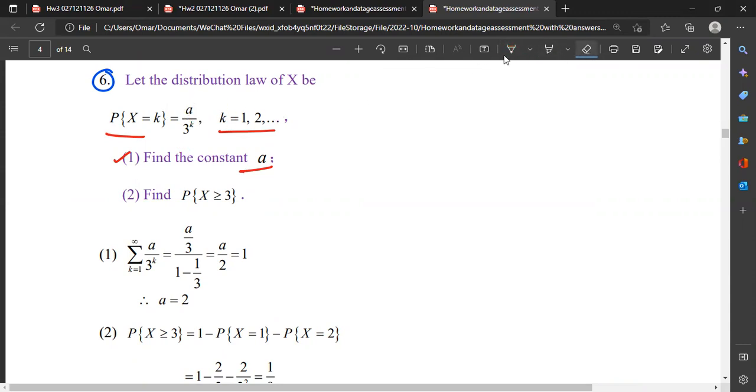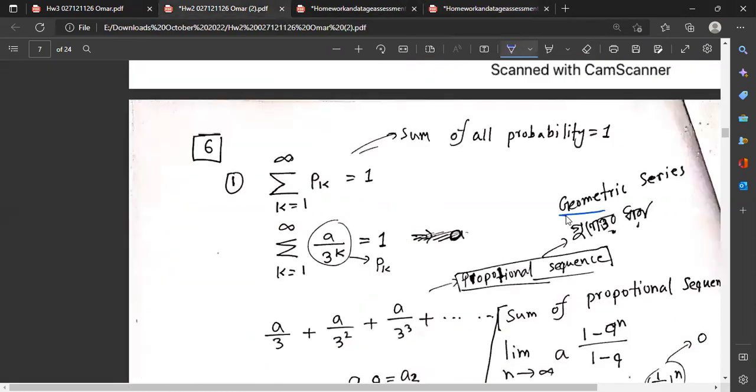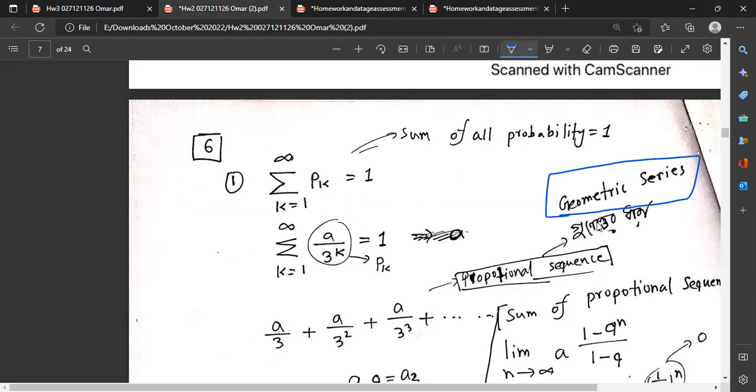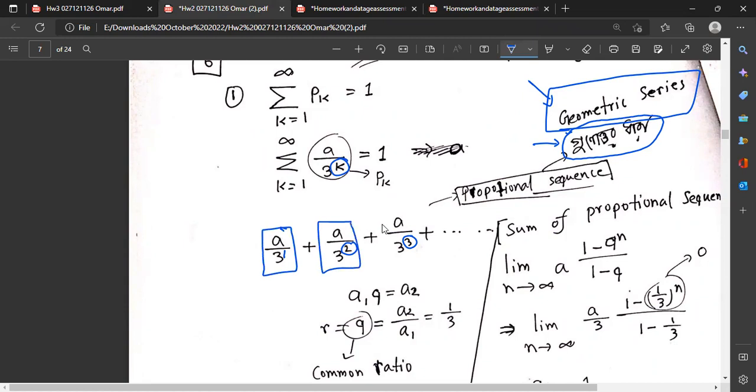If you have a closer look here, this is what we call a geometric series, okay? In Bangladesh, we call it Gunotto Dhara. In our high school, we learned this way. So this is called geometric series. And geometric series means, if you put the value of k here, k is equal to 1, k is equal to 2, k is equal to 3, and this way, right? And on the upside, we have a here. So a by 3, a by 3 square, a by 3 cube, right? This way. So this is the geometric series.